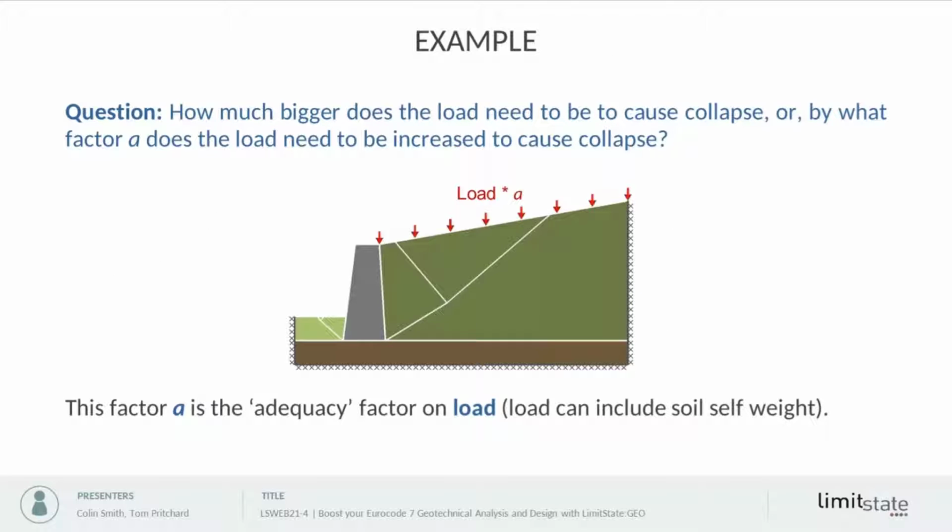The two ways that we can do that in the software are, first, increasing a load. In this particular example, we've got a load on the surface, and the question is, how much bigger do we need to increase that load to cause collapse? Or by what factor A does the load need to be increased to cause collapse? The software will give us a solution, what we call the adequacy factor, which is that multiplier on the load. The load can involve surface loads or self-weight.